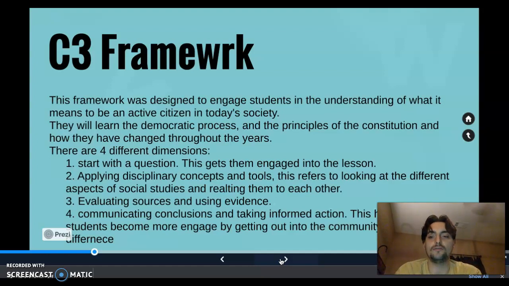The second dimension was applying disciplinary concepts and tools, and this refers to looking at the different aspects of social studies and figuring out how you relate them to one another, and this creates a better understanding overall. The third dimension was evaluating sources and using evidence.